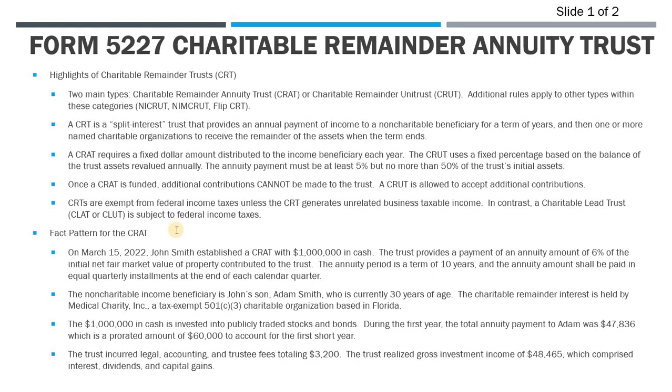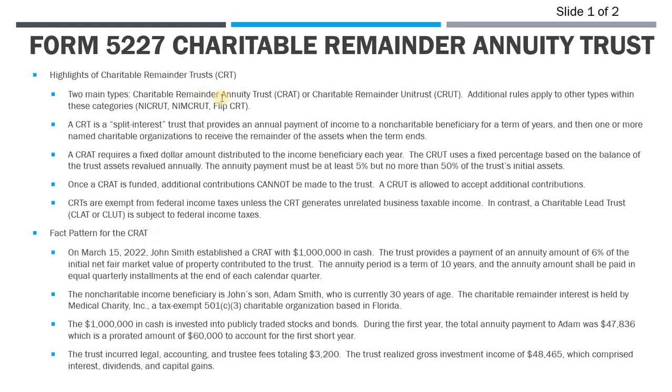So what are some of the highlights, just to get our baseline here with respect to charitable remainder trusts? A charitable remainder trust is not to be confused with a charitable lead trust, those are CLTs. These are charitable remainder trusts, which means the beneficiary receiving the income payment over the course of the trust is the non-charitable beneficiary, and then the charity gets the remainder of the assets at the expiration of the trust.